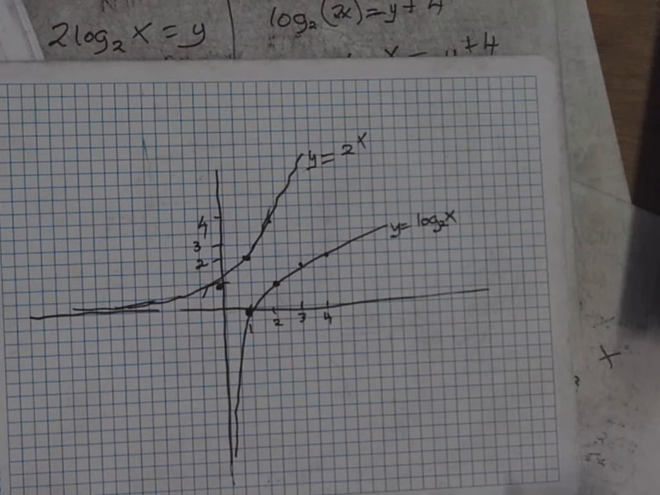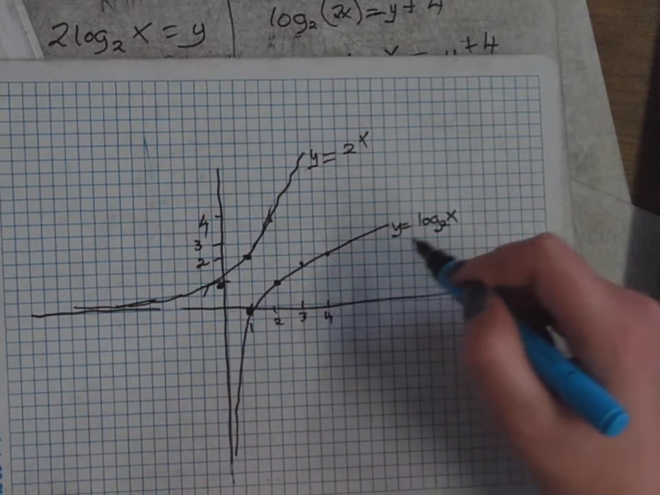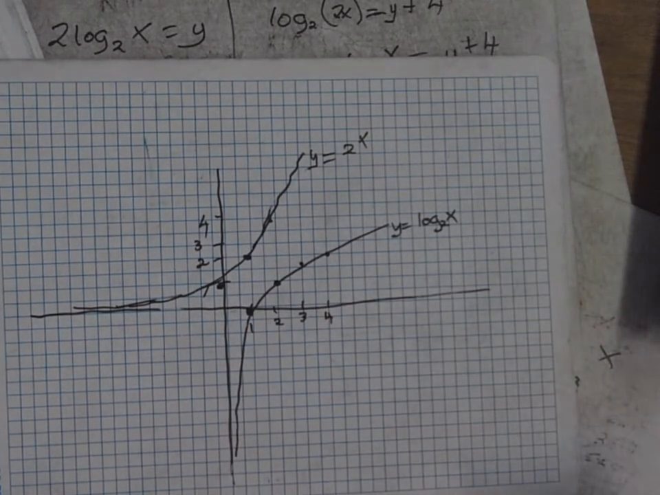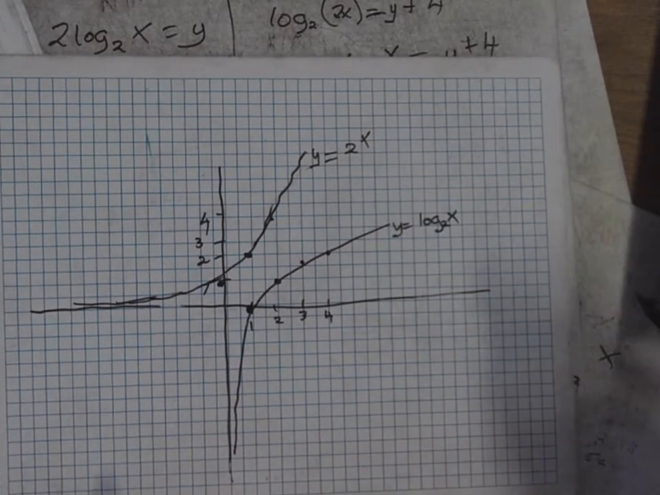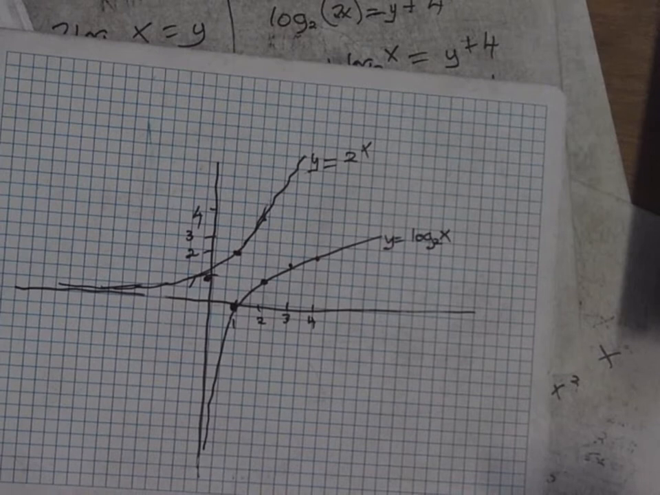Is that alright? Okay, so y equals log of x to the base 2 is that line there. Any other observations? Tell me about the shape of the graph. Is it pretty similar?